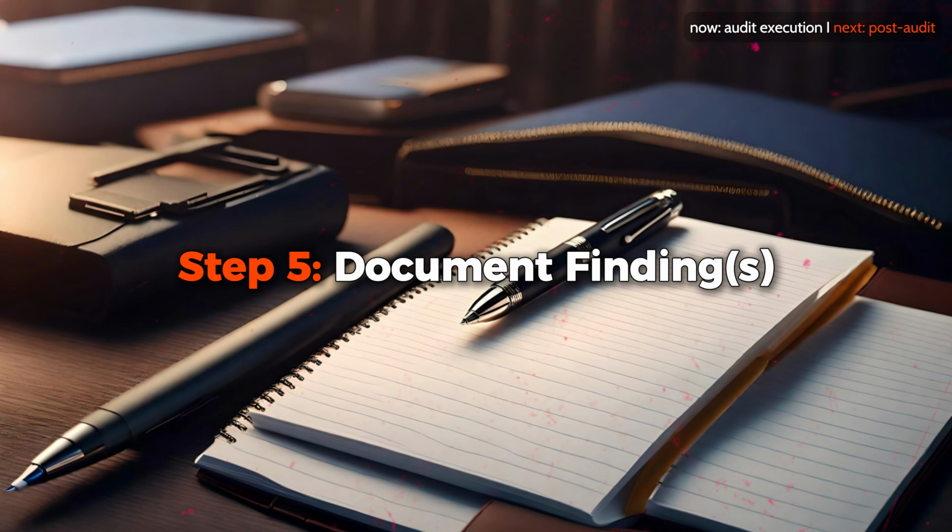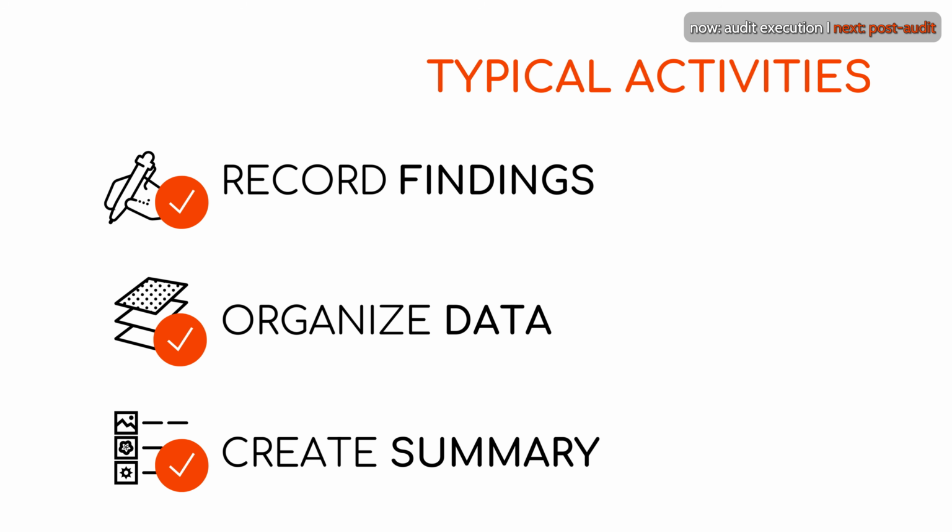Step 5. Document findings. Craft an audit chronicle. Record meticulous observations diligently for a comprehensive audit record. Typical activities: record findings systematically, organize data, and create a comprehensive summary. This step transforms observations into a tangible record for future analysis.